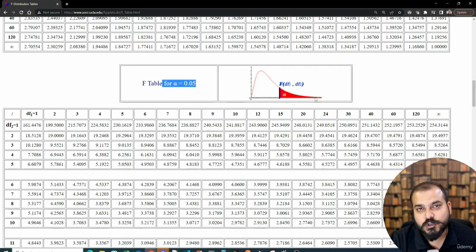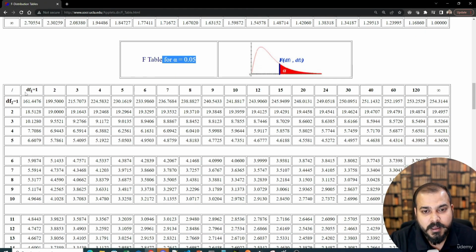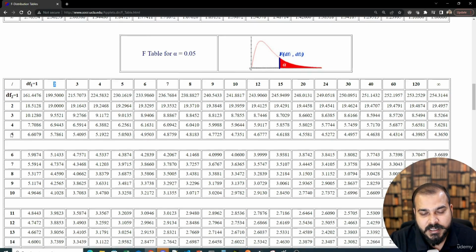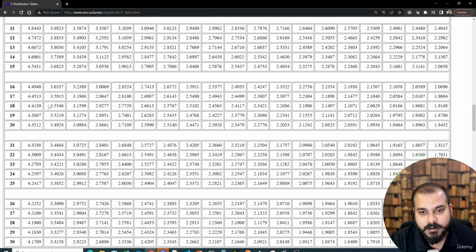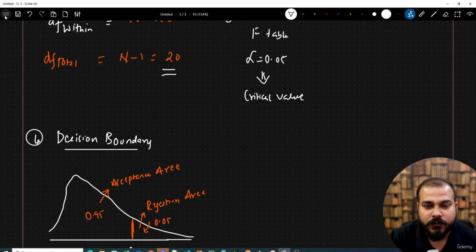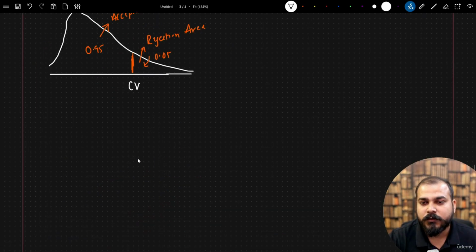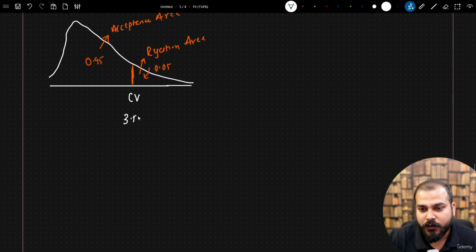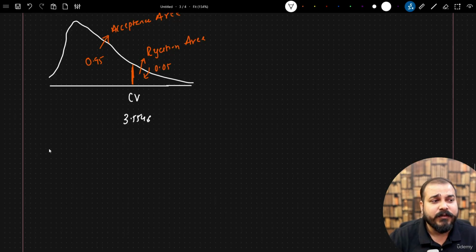See, this type of distribution is a right skewed distribution. Here you have DF1. Obviously my DF1 value is 2 and DF2 value is 18, right? So this is the value that I get from this F table, which is my critical value. What I will do is very simple. I will write 3.5546. So this critical value is nothing but 3.5546. Now, when we do this, it is very simple. We probably talk about the decision rule now.